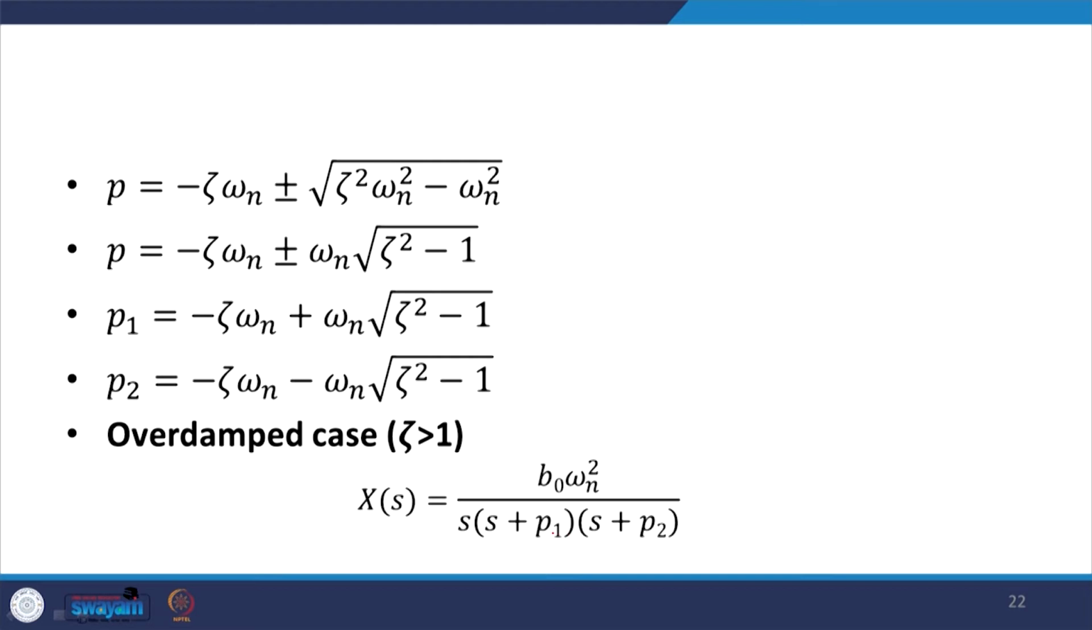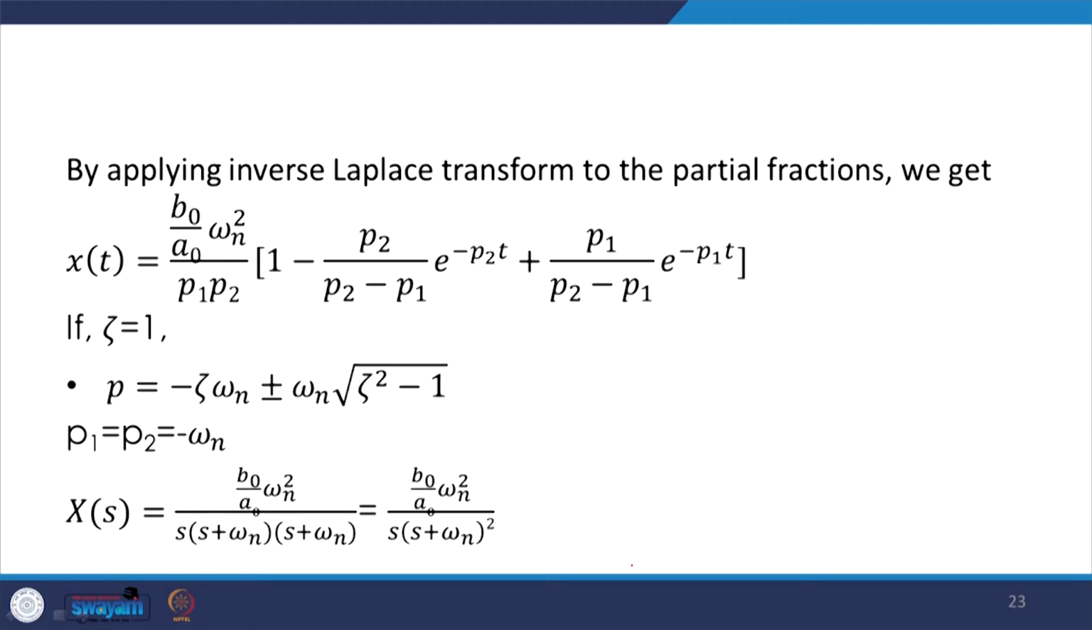equation. So, this is what it is, and I can simplify this one, and then write the expression for the response for zeta greater than 1 in terms of P1 and P2. And then by applying the inverse Laplace transform to the partial fractions, we can get back to the time domain. So, this is my expression in the time domain.